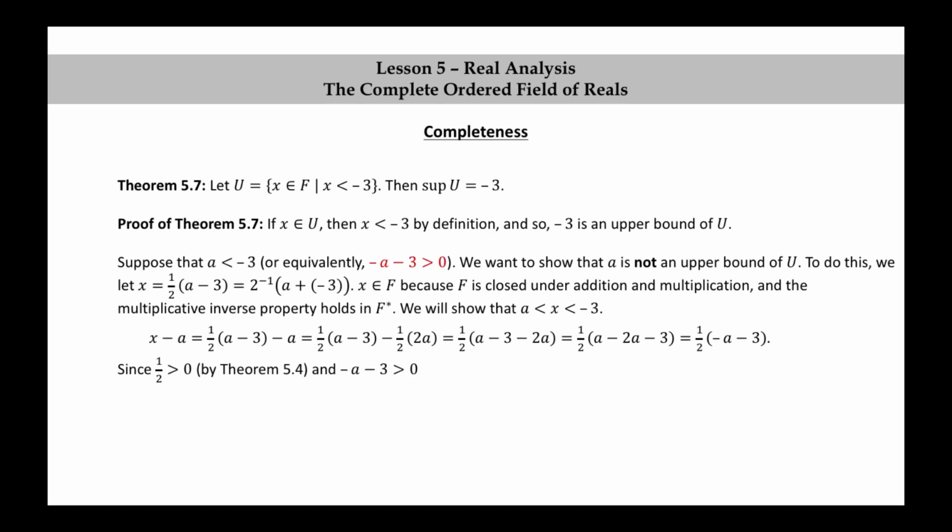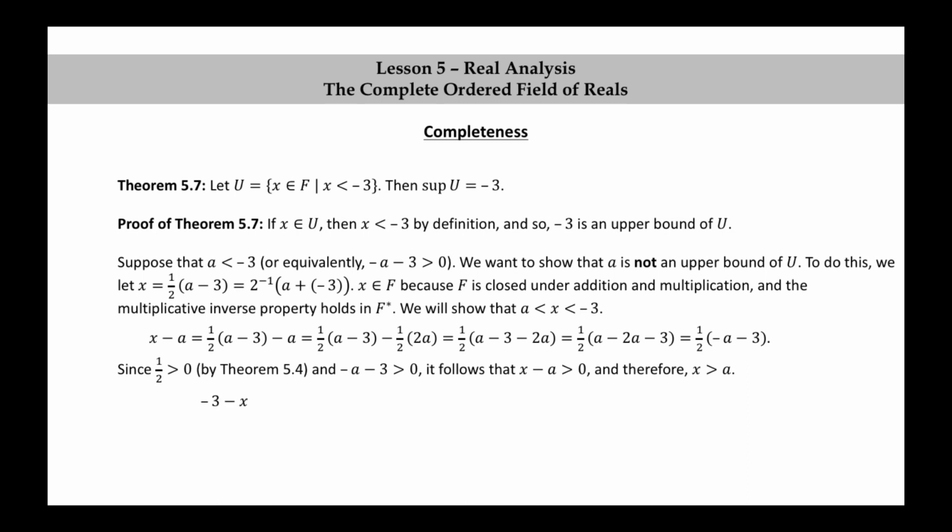Now, -A minus 3 is greater than 0. That's our assumption. That's what we're supposing right in the beginning here. So it follows that X minus A is greater than 0, right? Because the product of two positive numbers is positive. And therefore, X is greater than A.